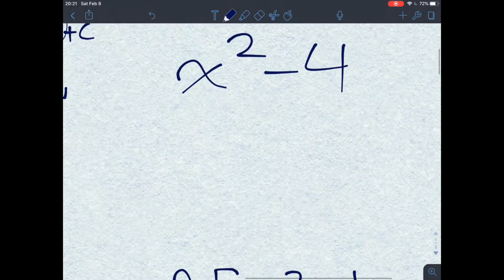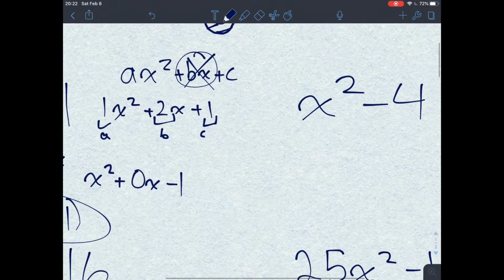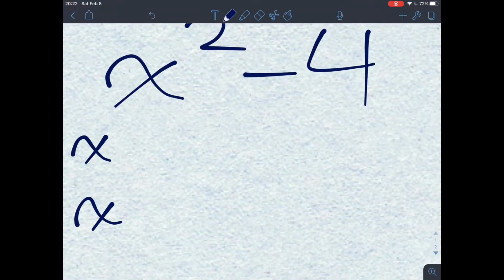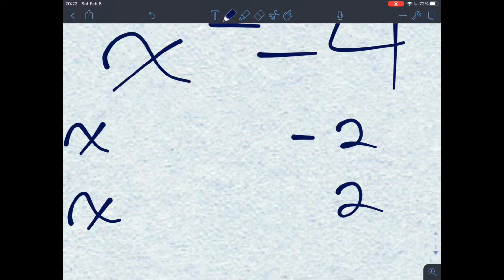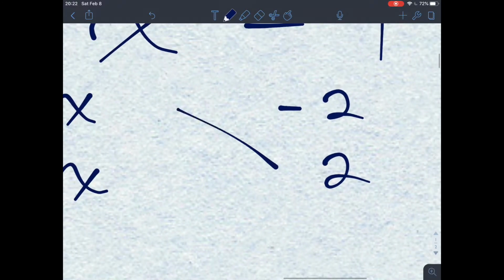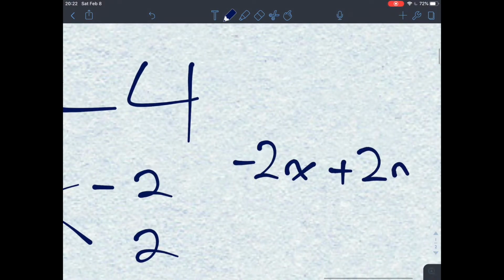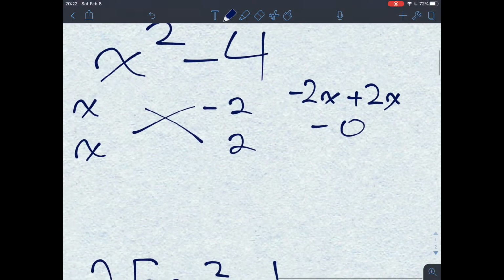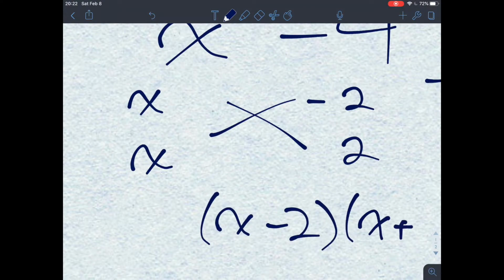For the next one, we have x squared minus 4. So this is basically the same thing as this. We can do some cross multiplication. X and x get x squared. And to get 4, you just need to do the square root, which is 2. 2 times 2. But there's a negative, so we have to make one of these negative, because -2 times 2 is -4. Cross multiplication, and we see that it would be -2x plus 2x, which is equal to 0. So that means that it works. It's the same thing as this, and we can write this out as x minus 2 times x plus 2.